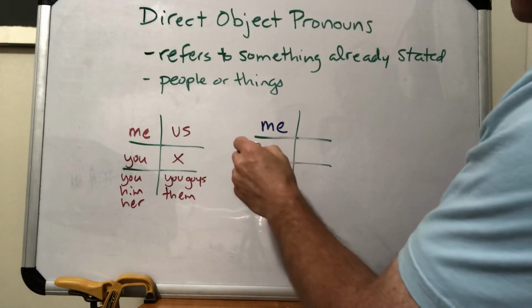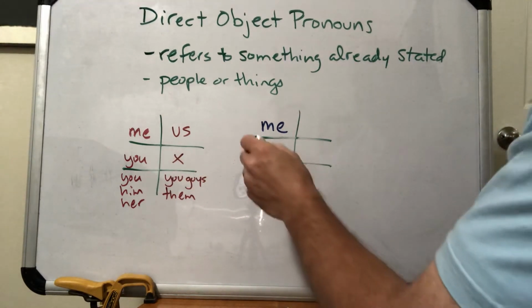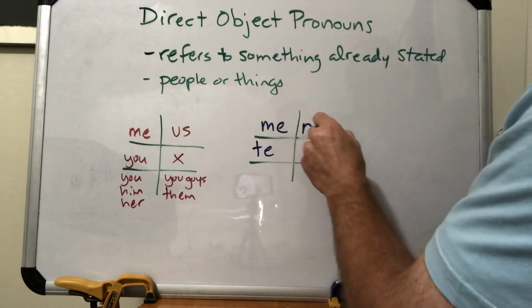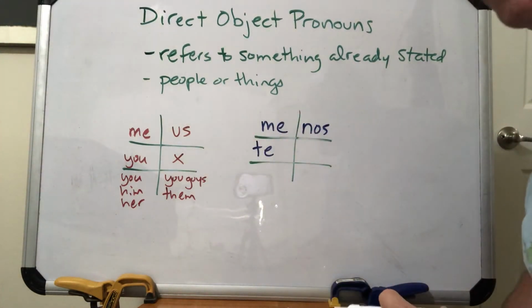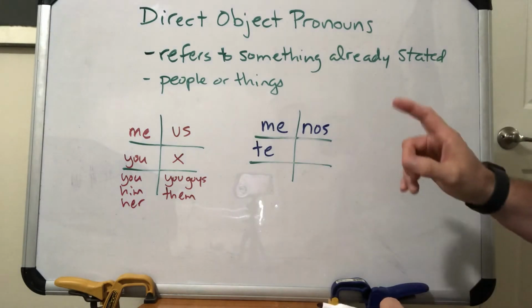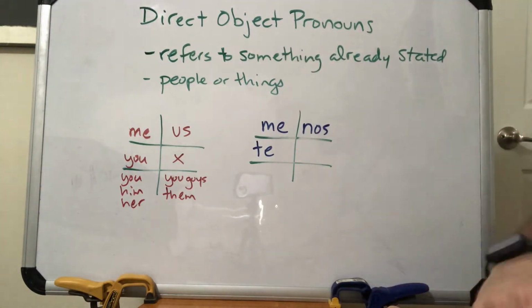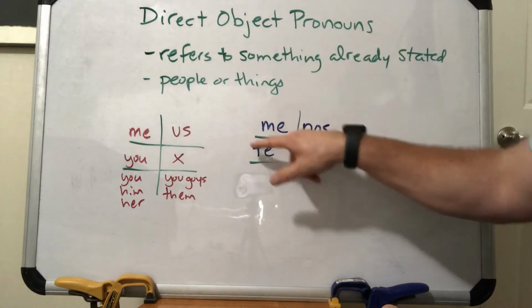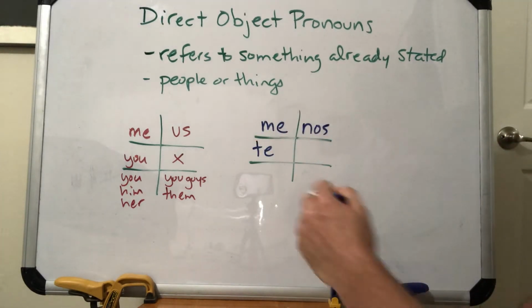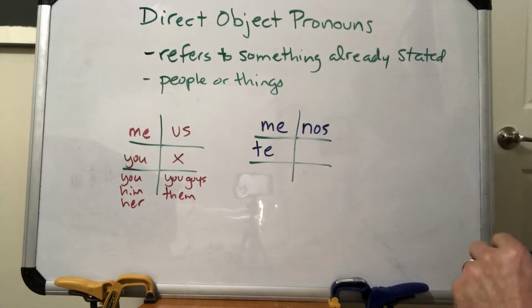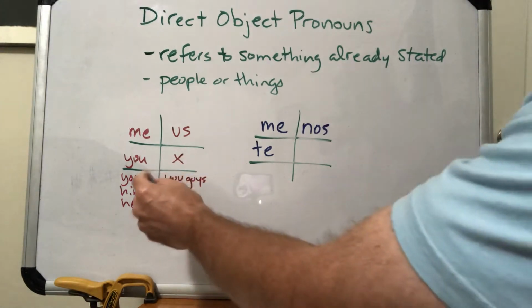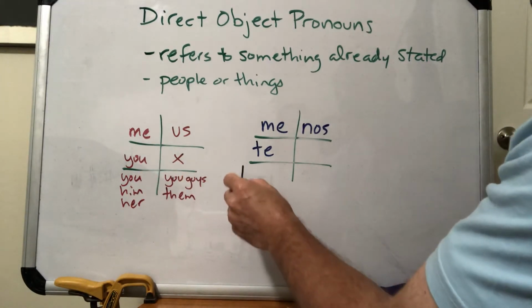The familiar form is te, and then the us is nos. Have we seen those before? Yeah, you see those all the time. Remember we were doing the verb gustar? We had me gusta, te gusta, nos gusta. So you're going to see these are always the same: me, te, and nos. Now these bottom two, they change. So to refer to you, him, or her is lo or la.